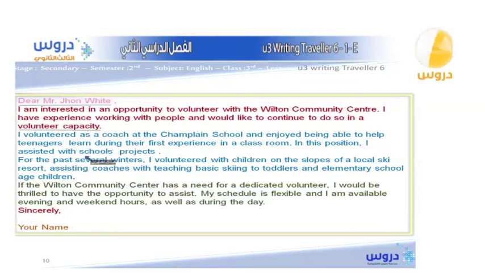In this position, I assist with the school's projects. For the past several winters, I volunteered with the children on the slopes of a local ski resort, assisting coaches with teaching basic skiing to elementary school aged children. If Wilton Community Center has a need for a dedicated volunteer, I would be thrilled to have an opportunity to assist. My schedule is flexible and I am available evenings, weekends, and hours as well as during the day. Sincerely, and you can write your name.